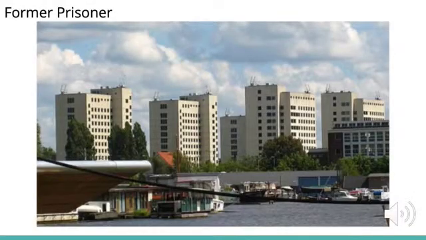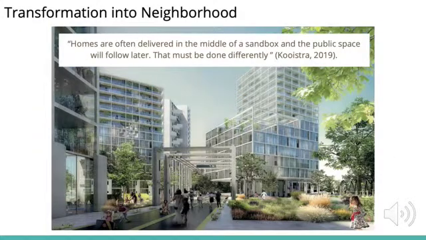So this is what the community looked like beforehand. It was very much isolated to just being a prison. And now it is hopefully going to be redeveloped into a community that looks like this. What they say is that homes are often delivered in the middle of a sandbox and the public space following later. That must be done differently. So they're hoping to create a community surrounding these new homes so that the people really enjoy the community that they're living in.